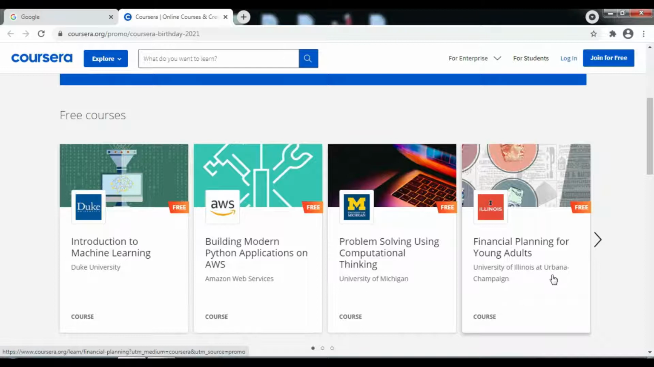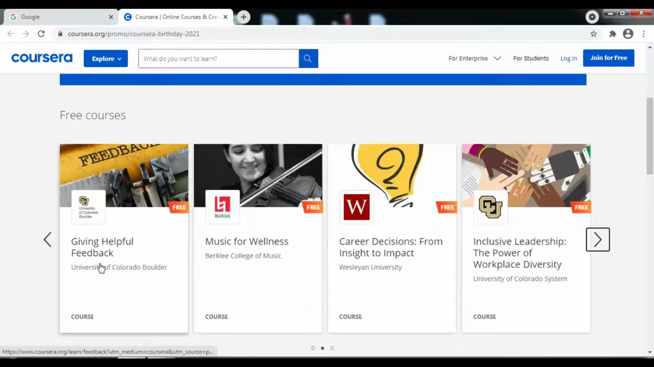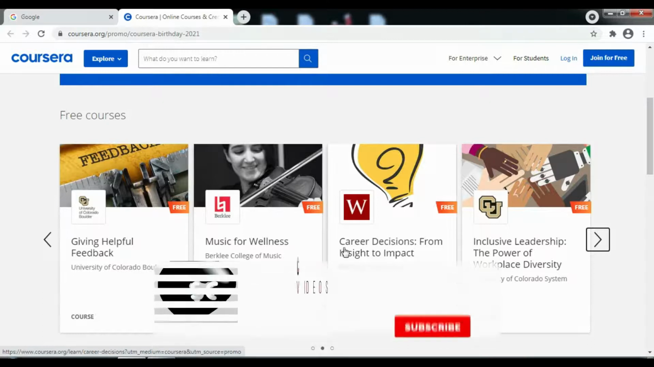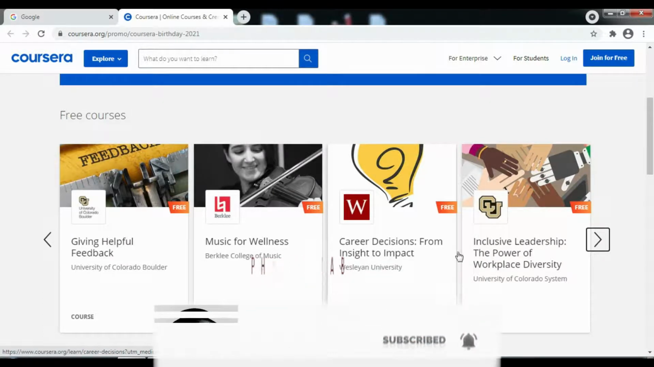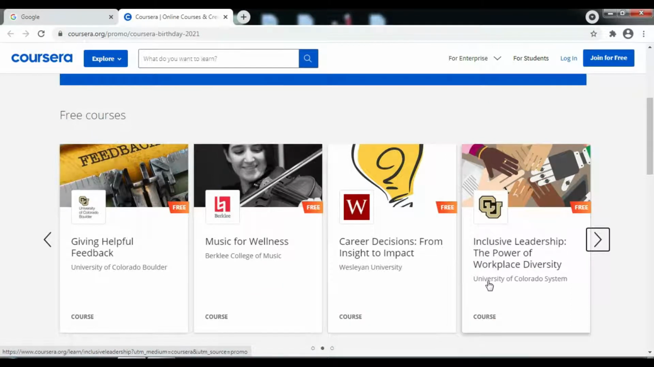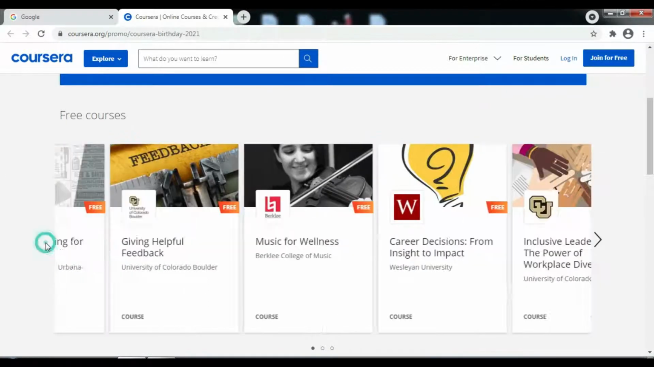Fifth one is Financial Planning for Young Adults by University of Illinois. Sixth course is Giving Helpful Feedback by University of Colorado Boulder. Seventh course is Music for Wellness by Berklee College of Music. And course number 8 is Career Decisions From Insight to Impact by Wesleyan University. The last course is Inclusive Leadership: The Power of Workplace Diversity by University of Colorado System.